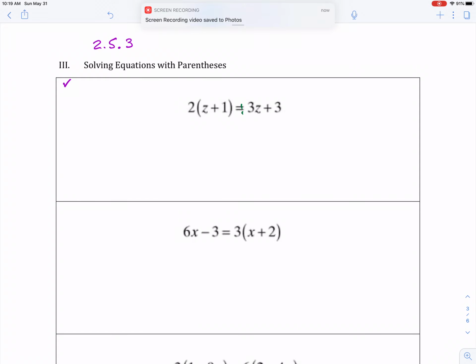This is still section 2.5, solving equations. This is my third video, so I've numbered it 2.5.3. These contain parentheses. So each time that I'm doing a video here, we're doing a little something different. I hope you remember your distributive property.